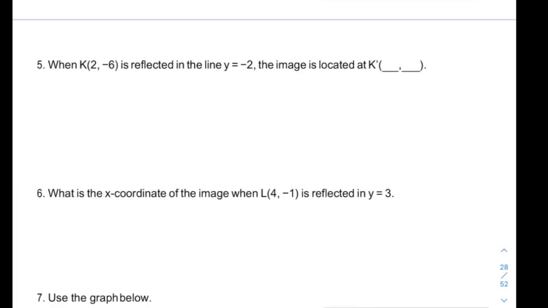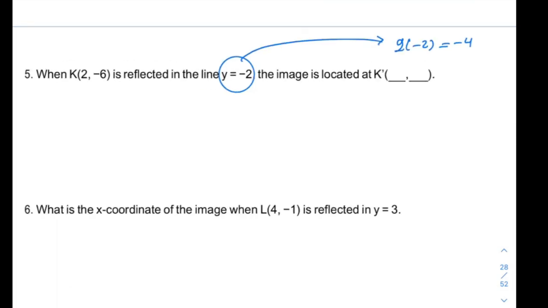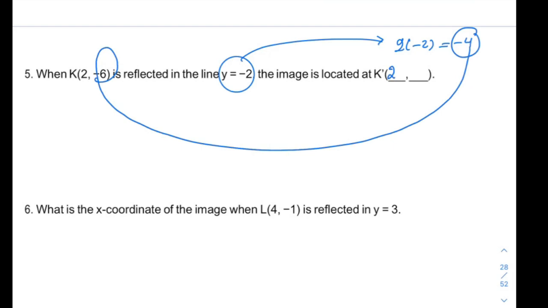K(2, -6) in the line y equals -2, similar to the rule that we have introduced here. So 2 times -2 is -4. Y will be affected, x will be the same. So -4 minus -6 means 2. So the answer will be 2. If you want to sketch, go for that.